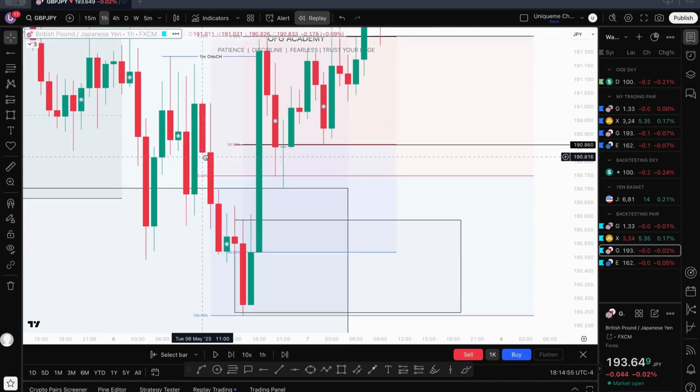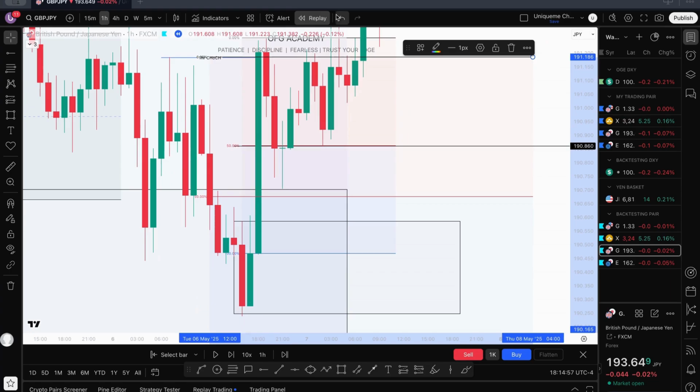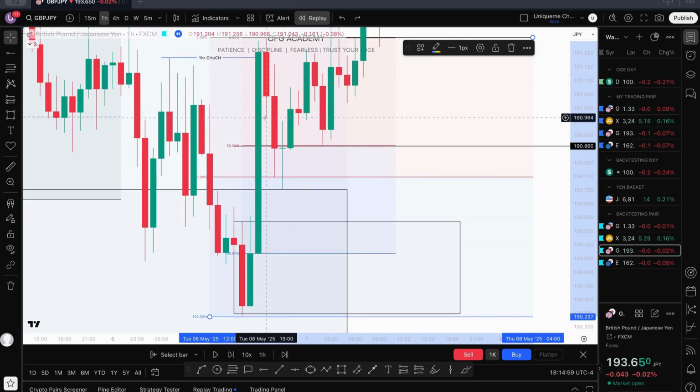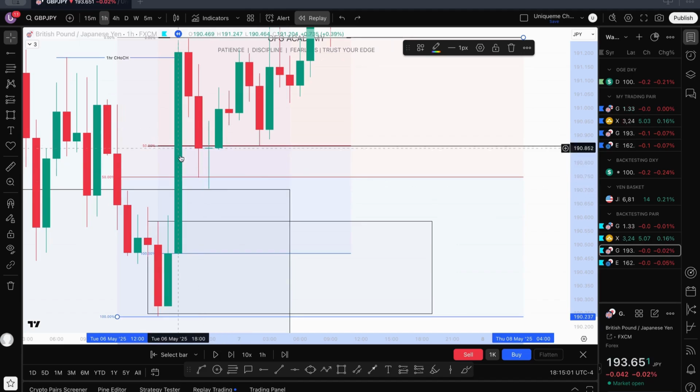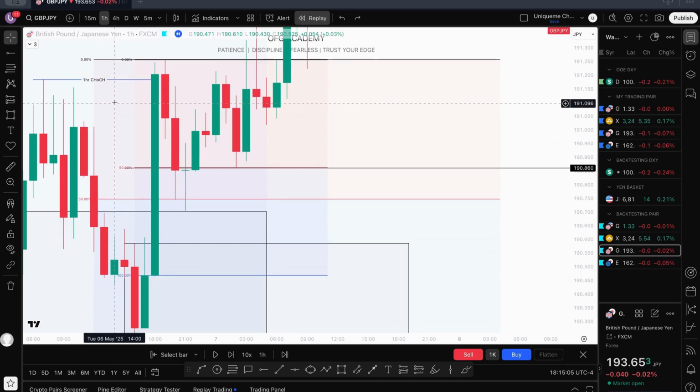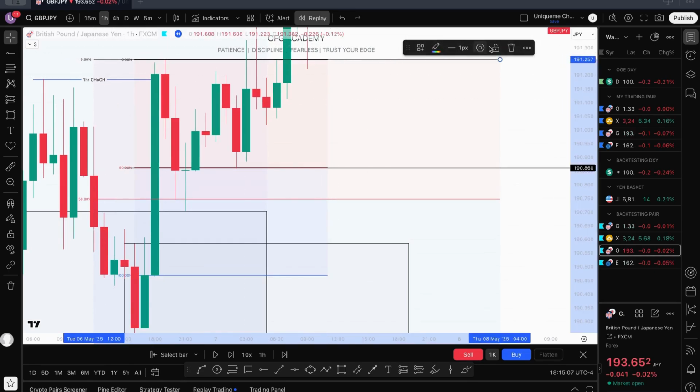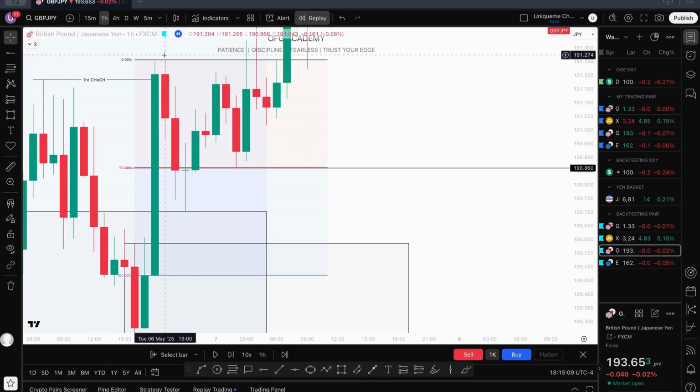On 1 hour, price came here, did a shift in market structure. You can see it, right? It came and touched our institutional reference point, our fair value gap. 50% of the fair value gap is called what? Consequent encroachment. That 50% of the order block, right?